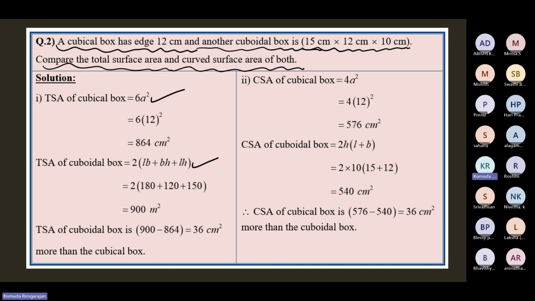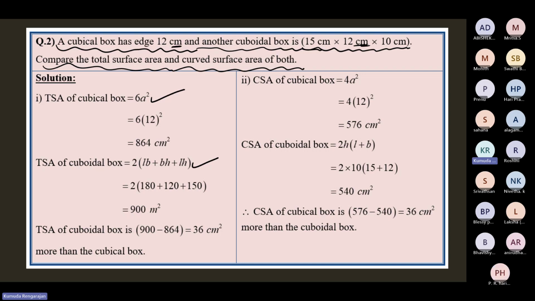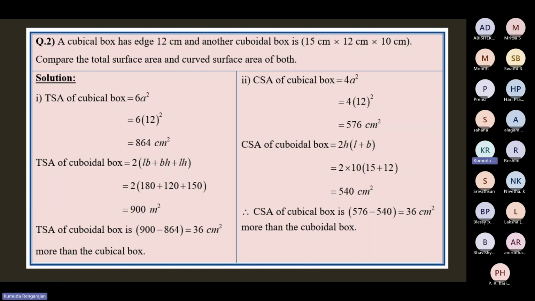Both are in centimeters. This one is in centimeter, this one is also in centimeter. I think by mistake I put meter square here, children. There's a mistake. I'll correct it. This is centimeter squared only. So you'll have to compare. You can see that this one is more. The TSA of the cuboidal box is 36 centimeters square more than the cubical box.